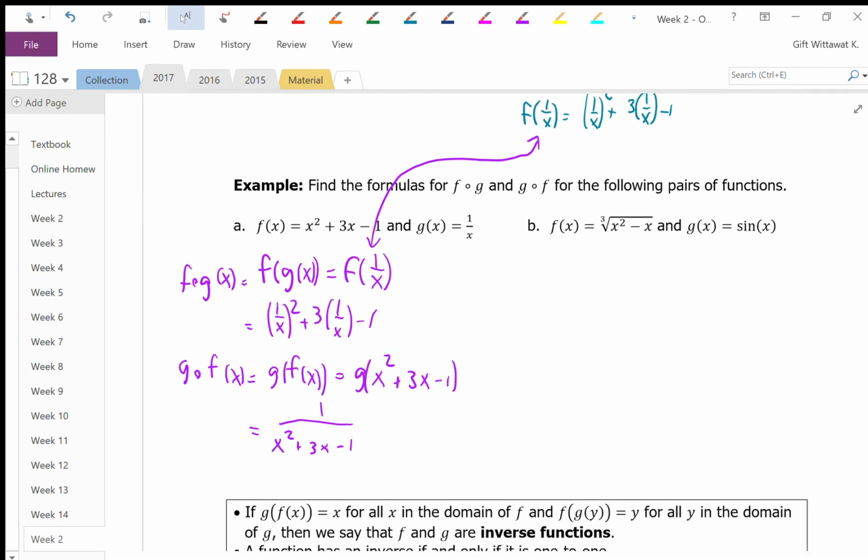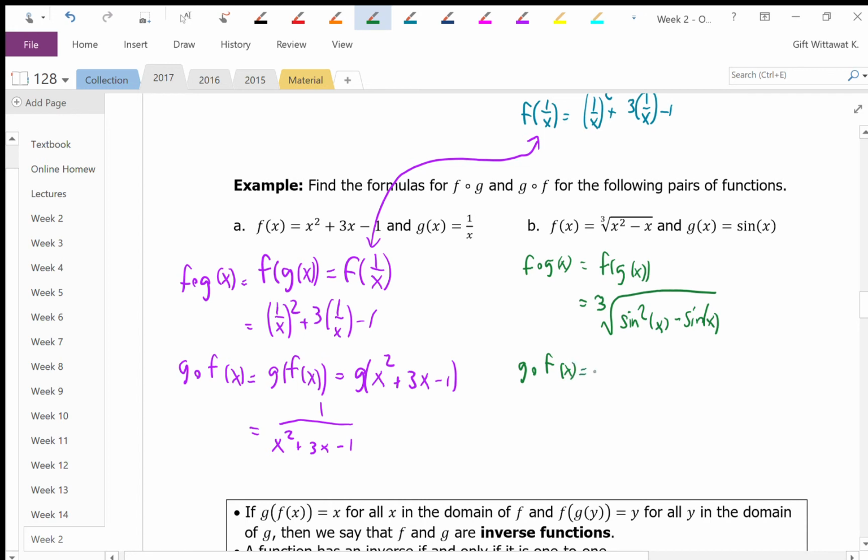Let me just continue with the other example. My f of g of x is going to be my f of sine of x. So that's going to be the cube root of sine squared of x minus sine of x. On the other hand, my g of f of x is going to be sine of f of x, which is the sine of the cube root of x squared minus x. And once again, you can see these two functions are basically totally different.